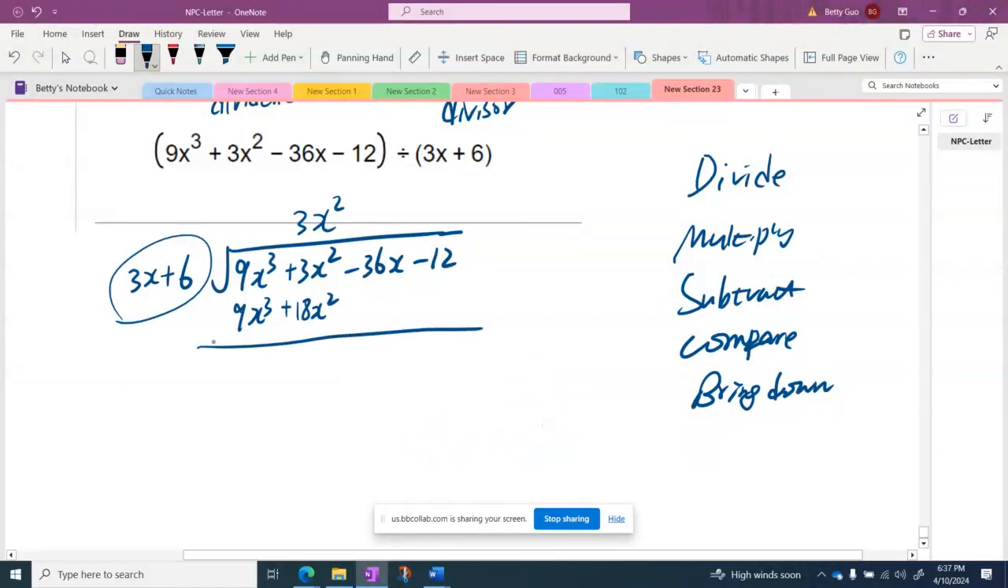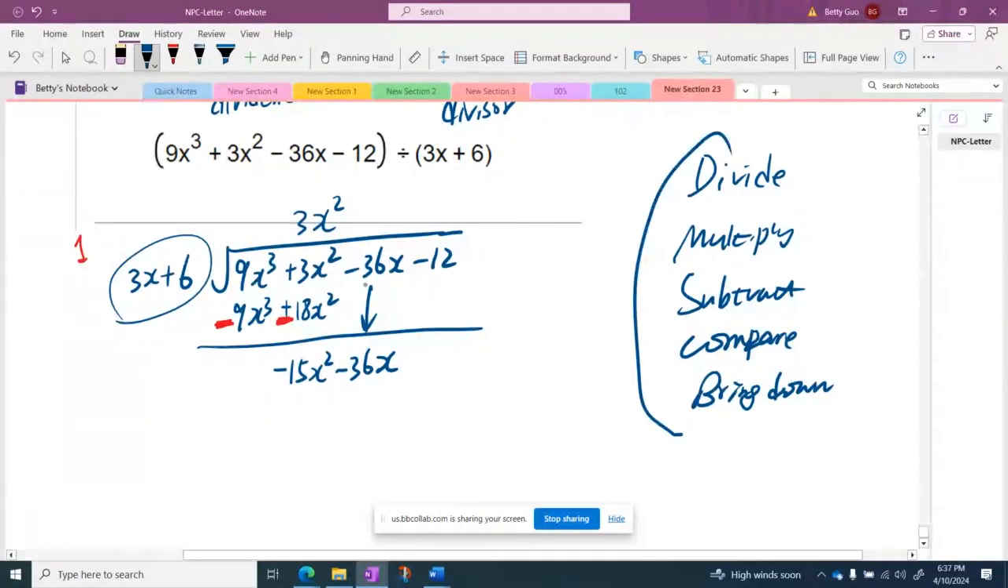And then we subtract. Instead of subtracting, we change the sign and then do the addition. 9x cubed, negative 9x cubed cancel each other. 3x squared, negative 18x squared gives us negative 15x squared. The remainder has degree 2, which is bigger than the degree of the divisor. The divisor has degree 1. So we're going to continue by bringing down the next term in the dividend. So it's negative 36x. And now on the bottom, negative 15x squared minus 36x is the new dividend.